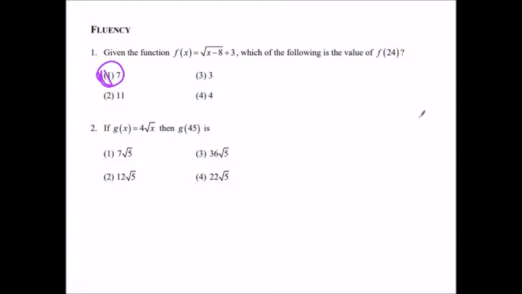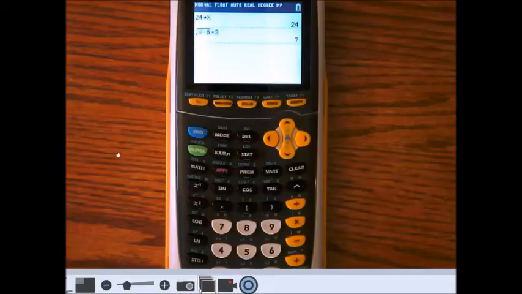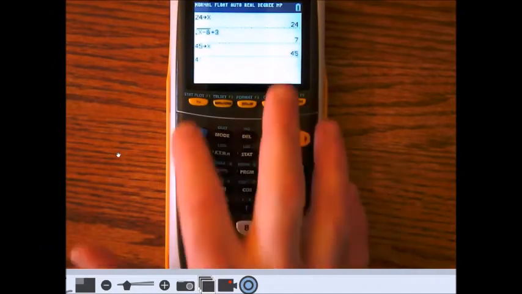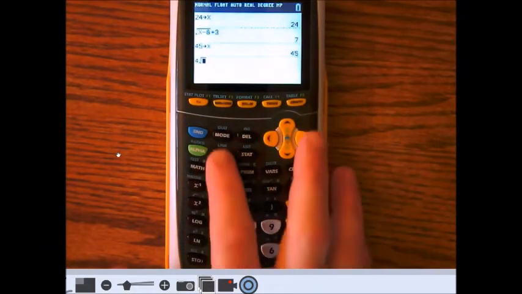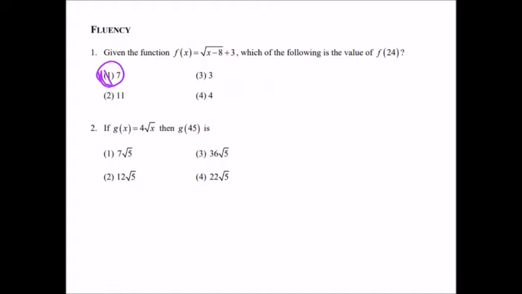All right, number 2, if g of x equals 4 times the square root of x, then g of 45 is, again, I'd use my calculator. So 45 store x, and we have 4 square root x, 26.8. I see. All right, so we have 26.8.